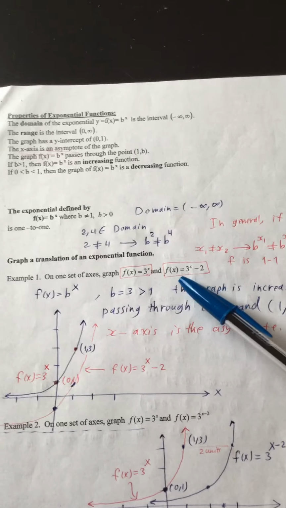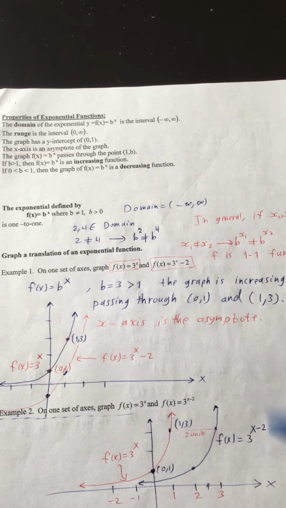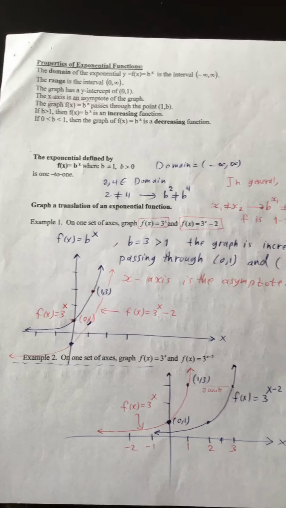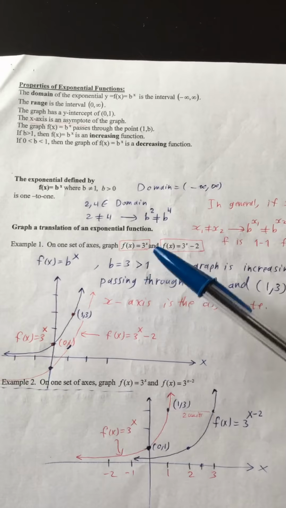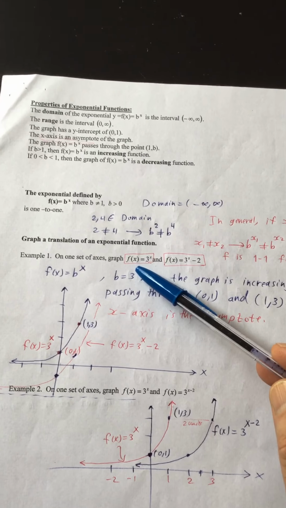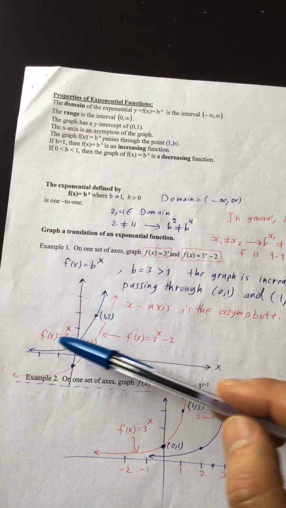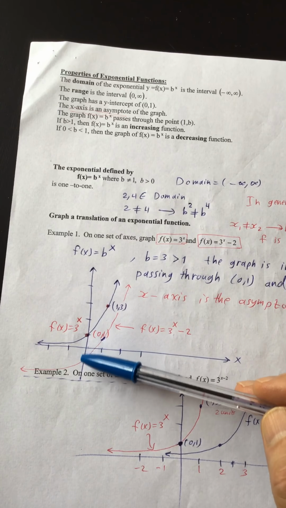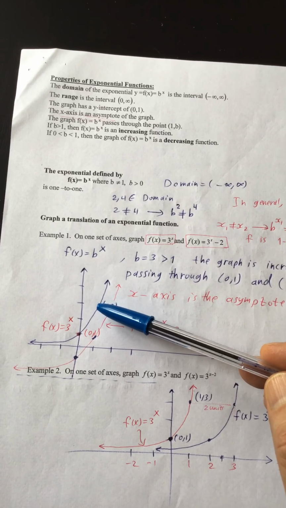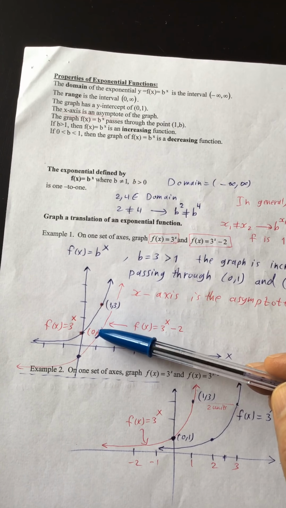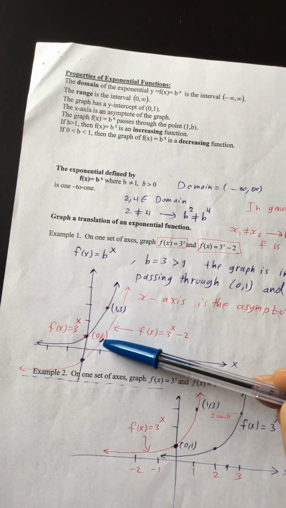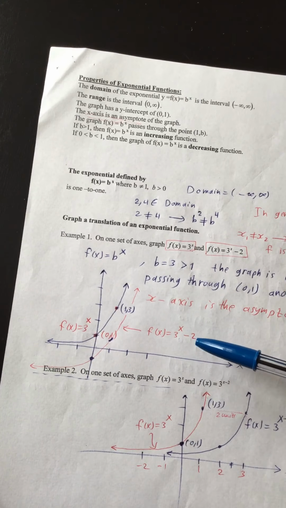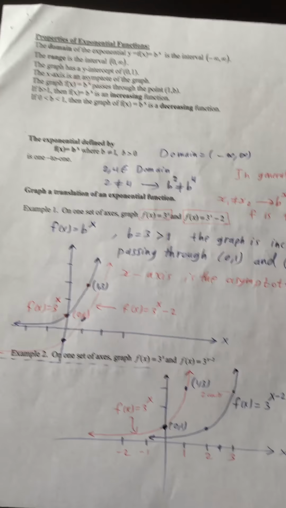Now to graph f(x) = 3^x - 2, this is a vertical translation. So we just shift this graph 2 units down. This means we shift this point 2 units down, giving (1, 1). Then graph a smooth curve passing through these two points. So this is the graph for f(x) = 3^x - 2.